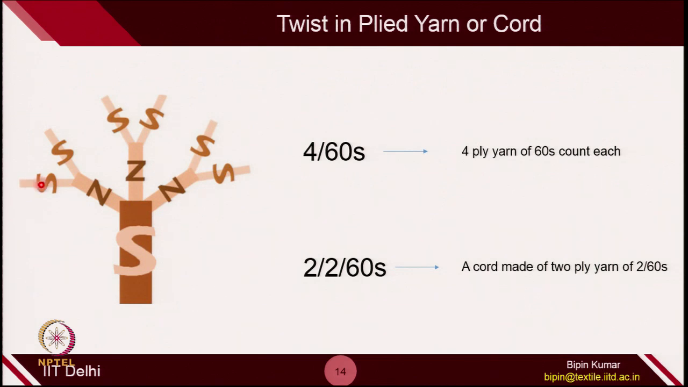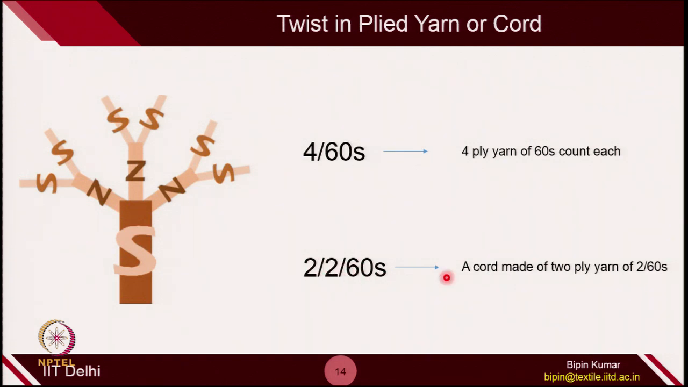Whenever you have, let us suppose, an S twisted plied yarn, then when you are combining these two twisted plied yarns, we need to apply Z twist, and when you are combining Z twisted plied yarns, then we have to impart S twist direction. This is again something common found in textile yarns. For example, here if you have 4/60s, it indicates 4 ply yarn of 60s count each. So, 4 indicates the number of single ply yarns and 60 indicates the count. When you have 2/, it indicates you are combining 2 ply yarns.